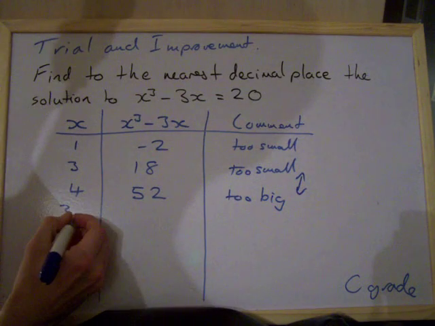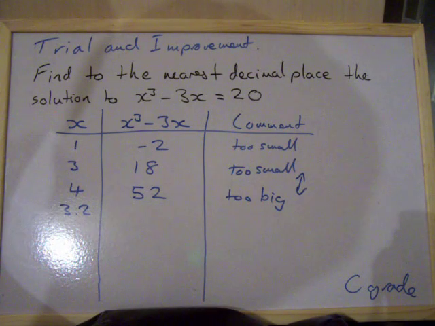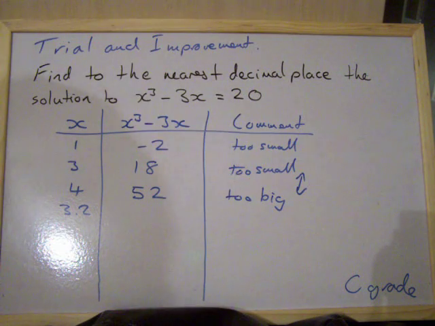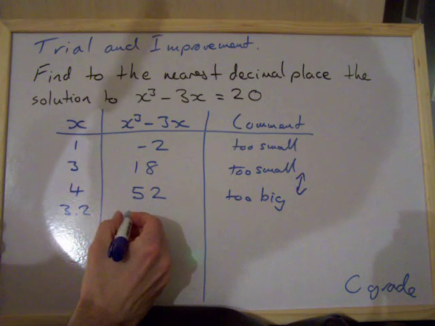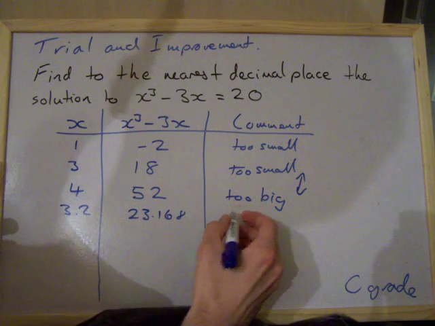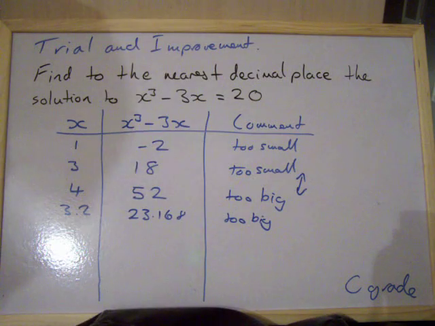So here's 3.2, and this is really where you're going to start using the calculator. So you type in your 3.2 cubed, then minus 3 lots of 3.2, being careful with your brackets, and you get 23.168, and that's too big. Super, we were kind of hoping for that.